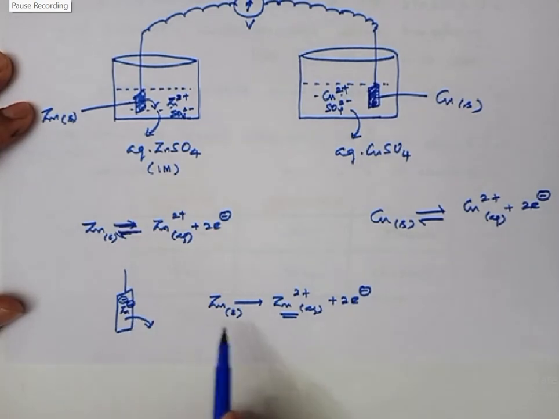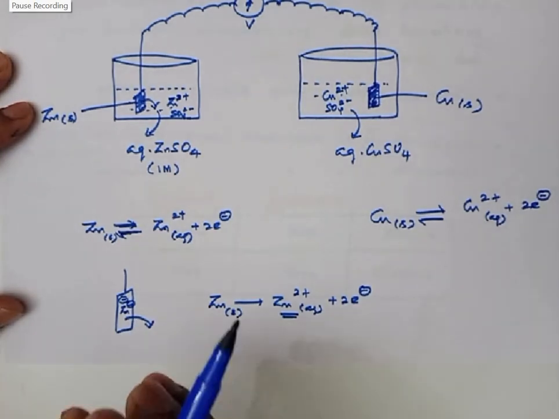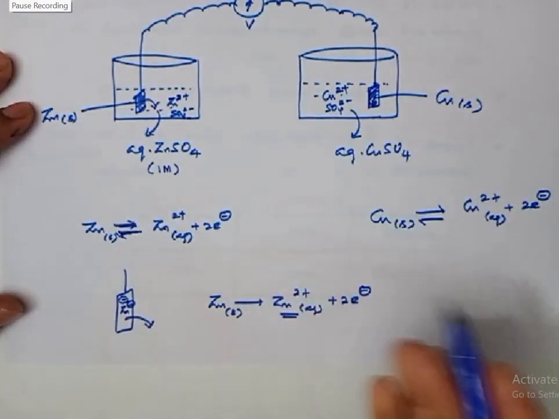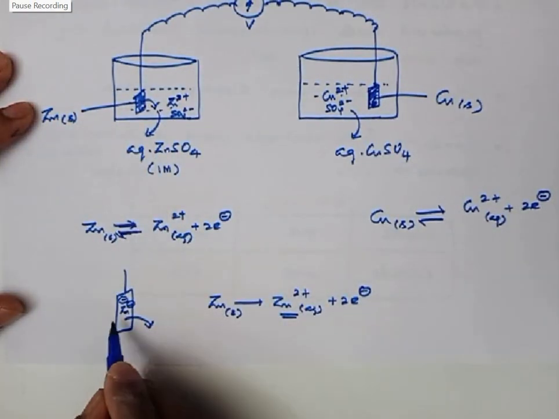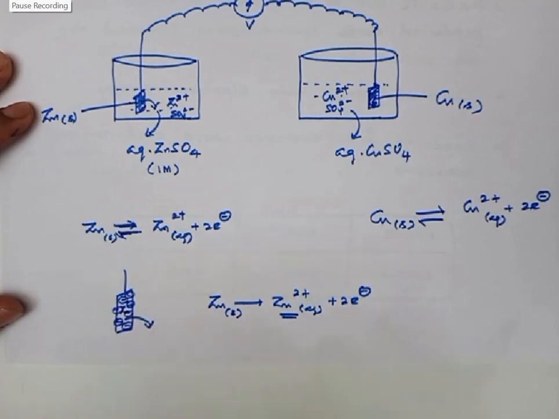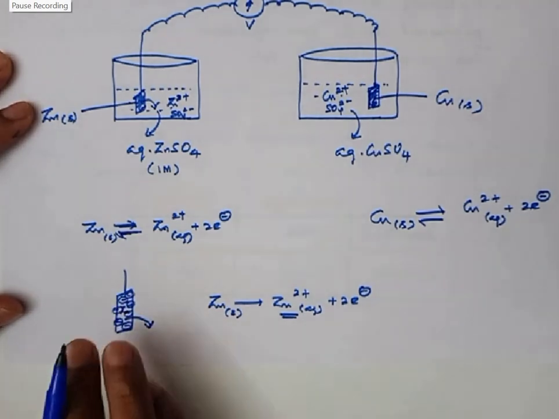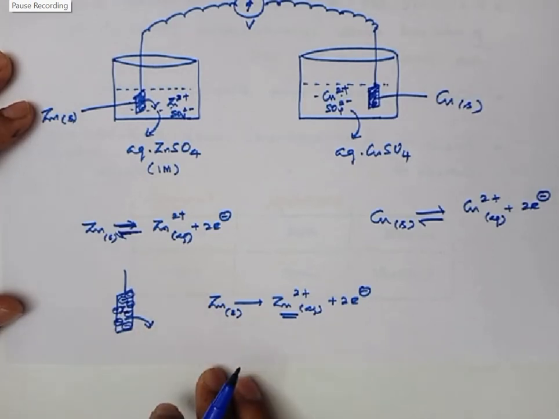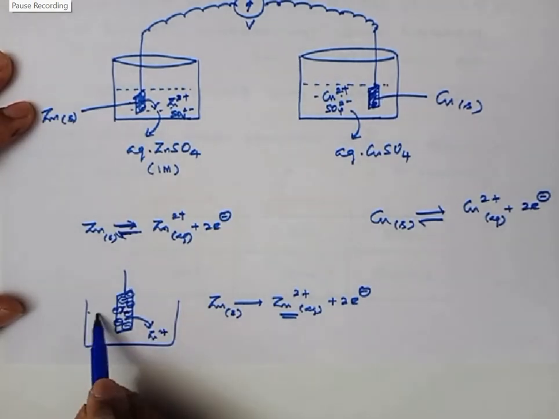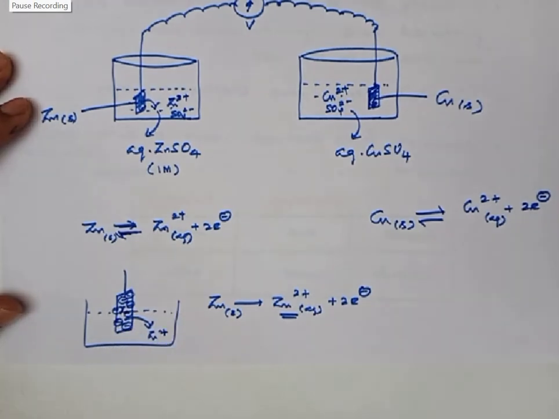Here I have shown only one atom, but the moment you connect the 2 electrodes, many atoms start to undergo this oxidation process. So you'll get many electrons remaining on the electrode surface, and the ions start to jump into the solution. Now what will happen, students? When one zinc ion jumps into the solution, already the solution contains an equal number of zinc ions and sulfate ions at the beginning.